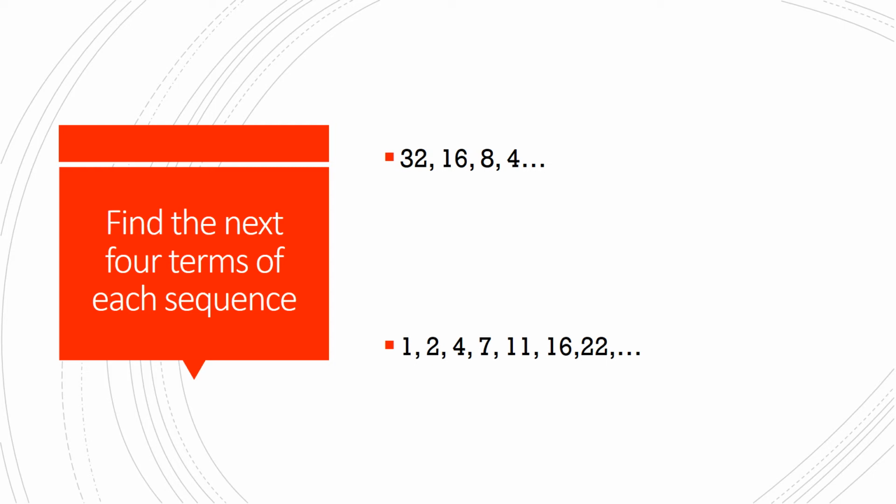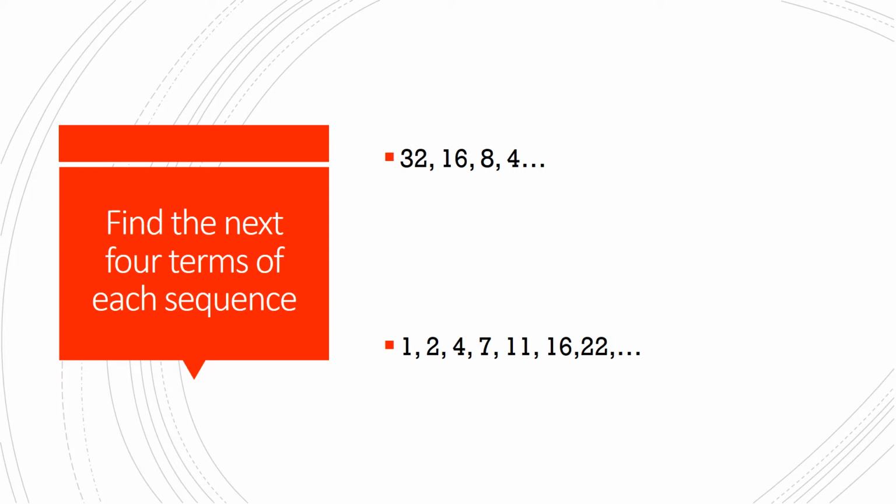So we're back to working with sequences and series. And we're being asked in this first exercise, which is on page 590 in your textbook, example 1, to find the next 4 terms of each sequence. Now, if we reflect back on what we learned with arithmetic and geometric sequences, we know that arithmetic sequences have a common difference and geometric sequences have a common ratio.